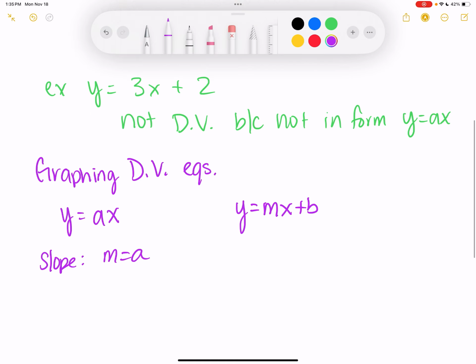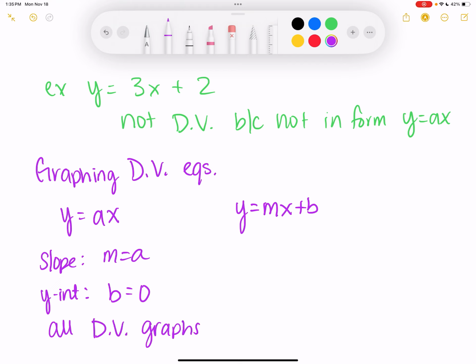What about the y-intercept? What is b equal to in this equation? 0. There's nothing there, so b equals 0. That means that all direct variation graphs intersect the origin. They go through the origin. If it doesn't go through the origin, it is not a direct variation graph.